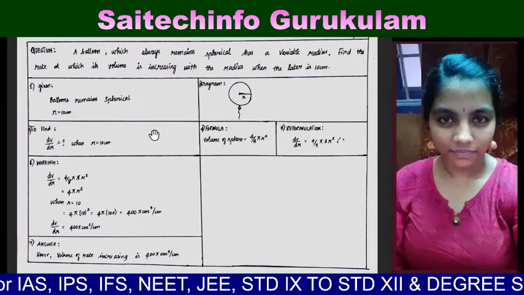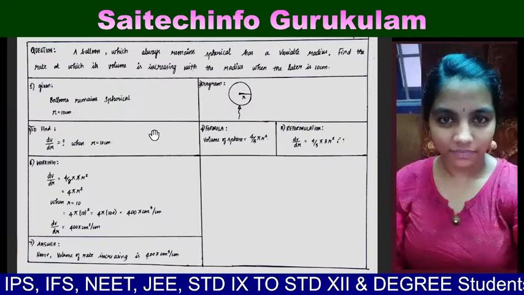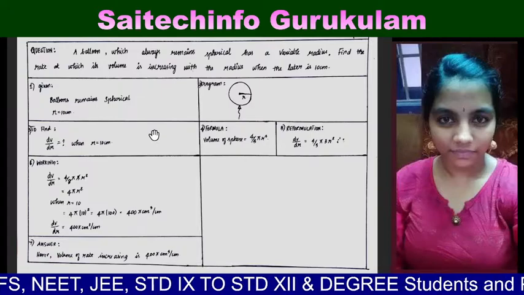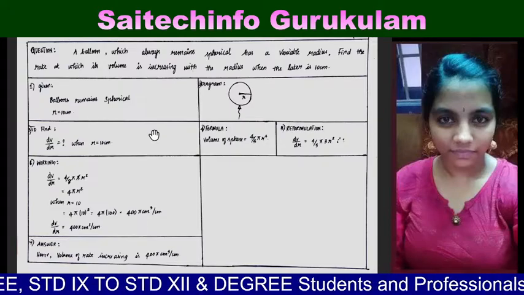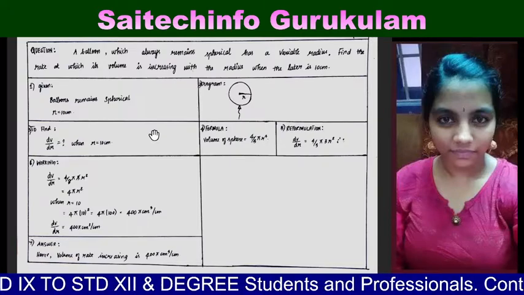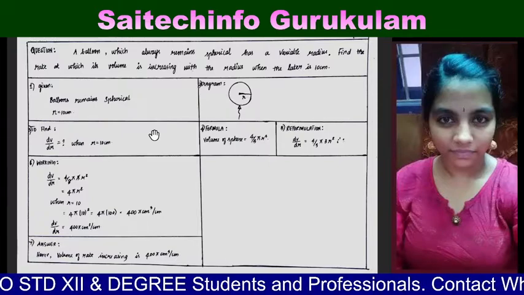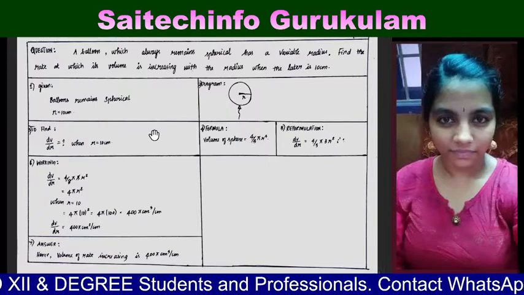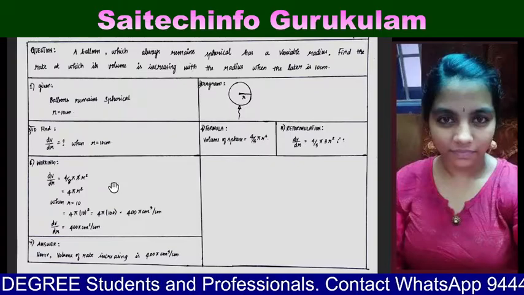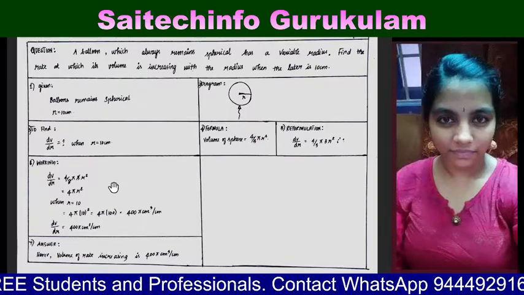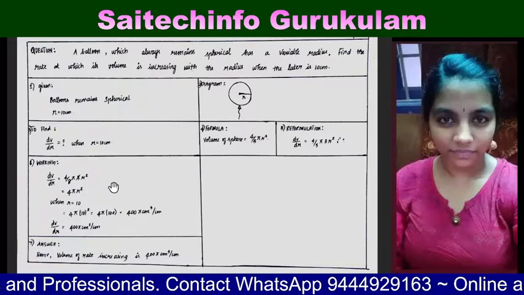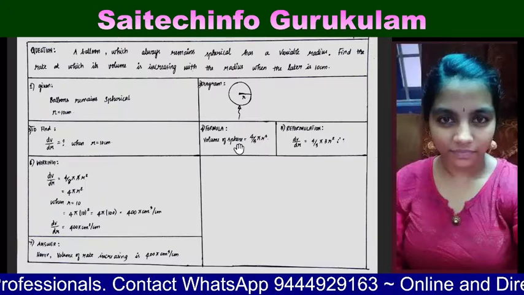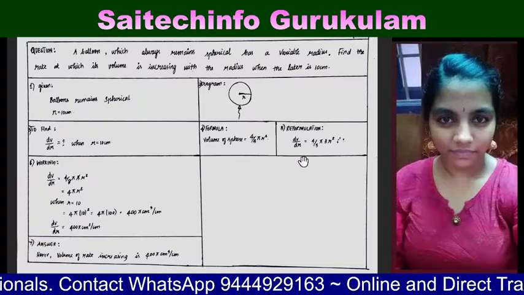Formula: volume of a sphere is equal to 4 by 3 pi r cube. I am differentiating the volume with respect to radius. dV by dr is equal to 4 by 3 pi 3 r square. And I am working the problem with the reformulated formula. dV by dr is equal to 4 by 3 pi 3 r square. Here the 3 gets cancelled and we get 4 pi r square.